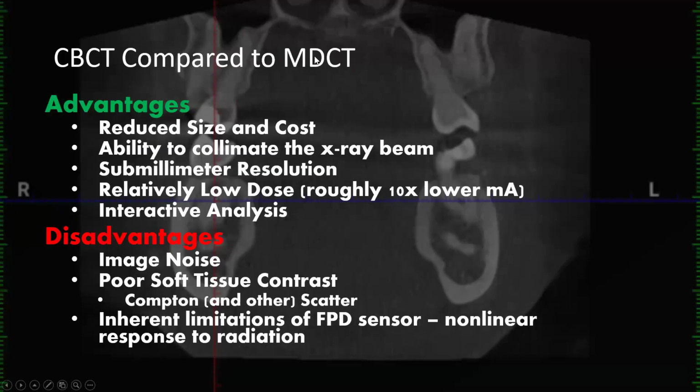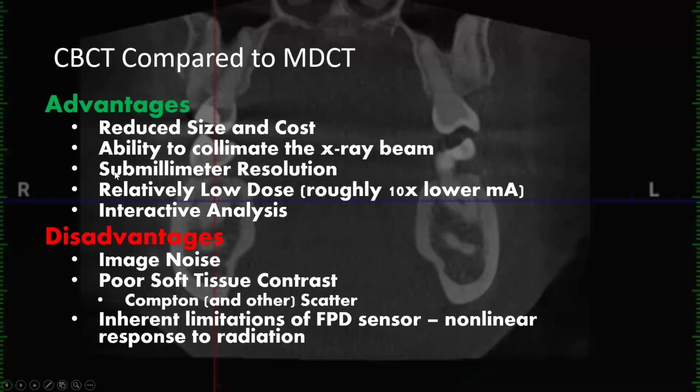So let's compare now to medical CT, or multi-slice detector CT. CBCT has reduced size and cost, right? That was opposite comparing to pano, obviously. One thing we have is the ability to collimate the X-ray beam. We can choose a really small field of view. If you're just taking a single implant, you can just get one arch at a time.